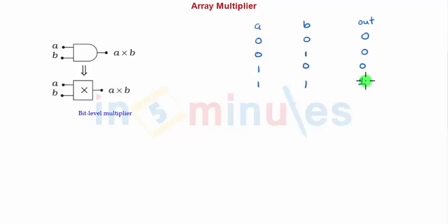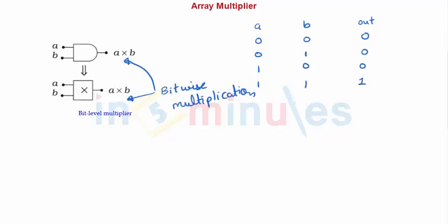So we see that bitwise multiplication follows the functionality of an AND gate, which I have shown here, and this is my bitwise multiplier. This is true when I have to do 1-bit multiplication, when A and B both are 1 bit.